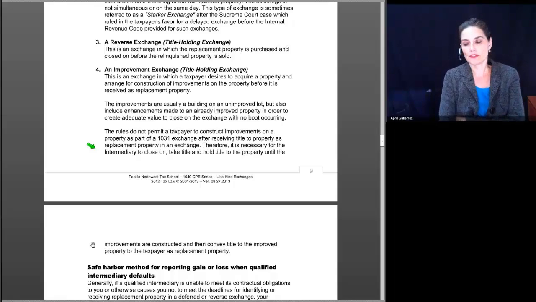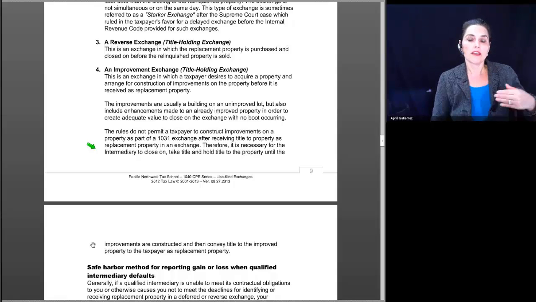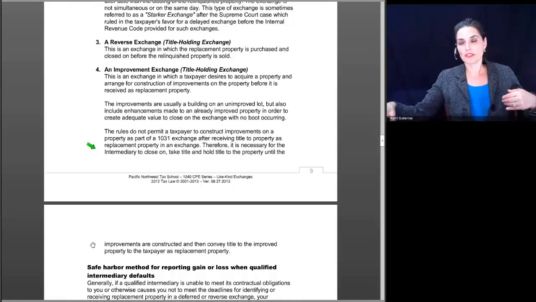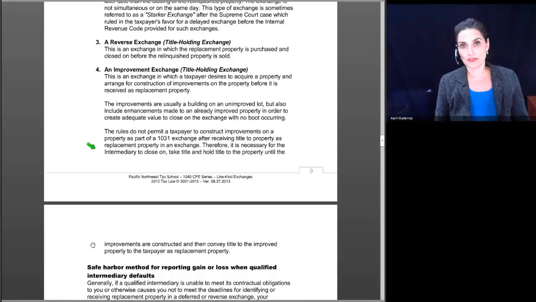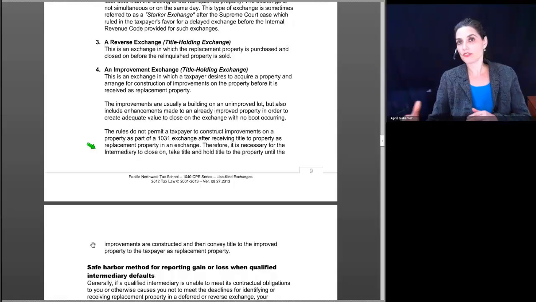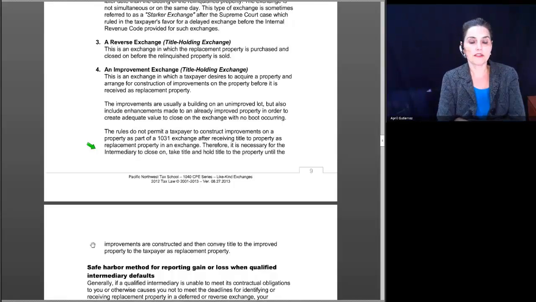So let's just suppose you have a piece of property worth $500,000 and you want to trade it for another piece of property worth $400,000. Under the like-kind exchange rules, you're going to have a problem because the property that you've selected as replacement property isn't worth enough. And so you could go out and identify a second piece of property and purchase two pieces of property that are both like-kind.